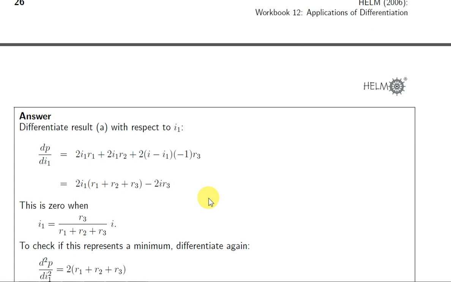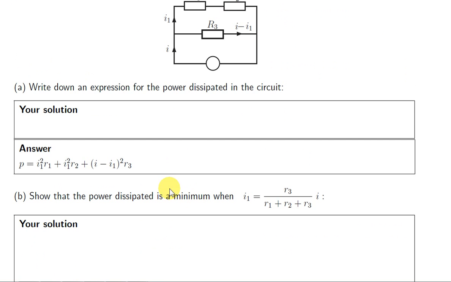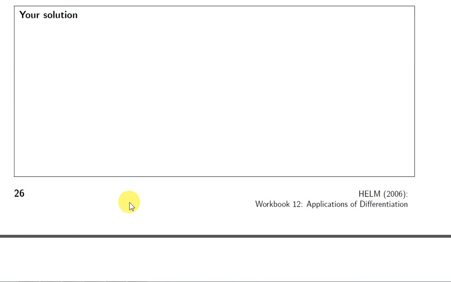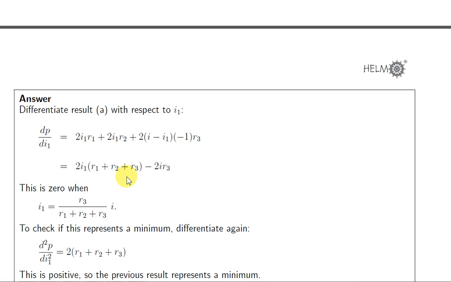Now, to find the stationary point of our function P, we have to set the derivative equal to 0. So we have to set this here equal to 0. We can factorize 2I1 out of these two terms, and we also have a 2I1 by R3. So we can take R3 out of 2I1 here, and then we're left with 2I by minus R3, or minus 2I R3. So we set this equal to 0, solve for I1.